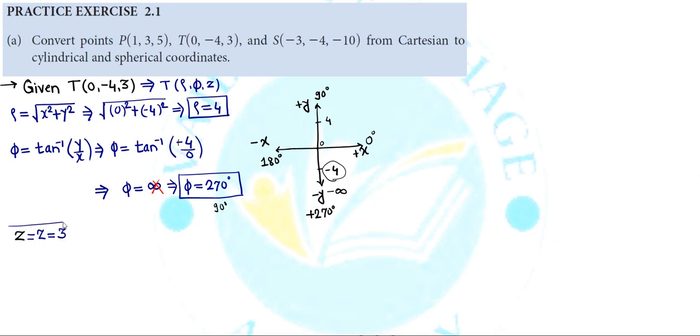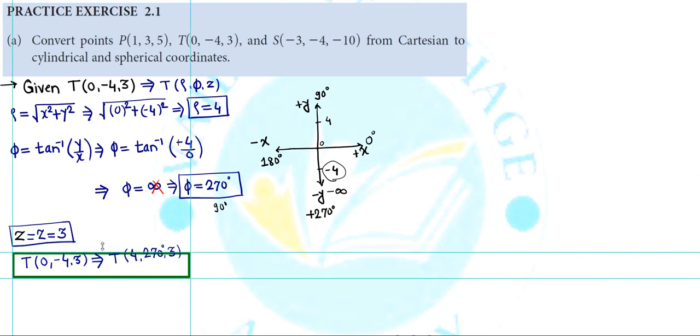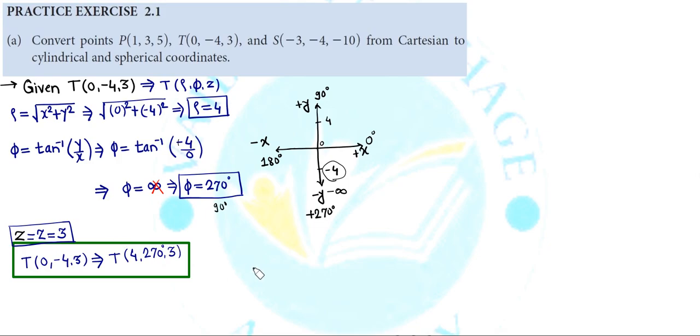So from this we have the values of rho, phi and z for your given coordinate T. This was your coordinate T, having coordinates 0, minus 4 and 3, and in terms of the cylindrical system we have T as 4, 270 degrees, 3. So please do practice this one so that you will get the definite answer instead of having that indeterminate. Okay, so this is the coordinates in terms of its cylindrical value, and this is your final answer for coordinate T.